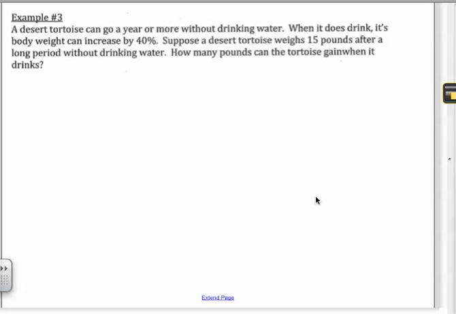Example 3. A desert tortoise can go a year or more without drinking water. Wow. When it does drink, its body weight can increase by 40%. Suppose a desert tortoise weighs 15 pounds after a long period without drinking water. How many pounds can the tortoise gain when it drinks?